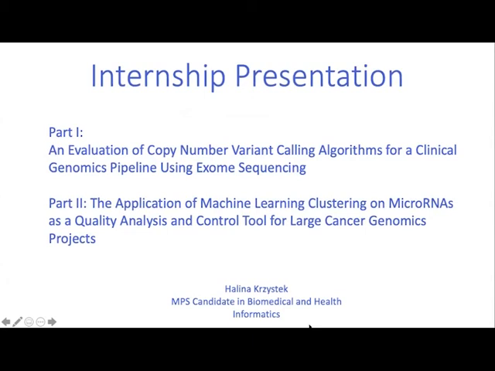There are two parts, the first part being an evaluation of copy number variant calling algorithms for NCGENES here at UNC using exome sequencing. And part two is the application of machine learning clustering on microRNA data as a QA/QC tool in large cancer genomics projects here at the high throughput sequencing facility at UNC.